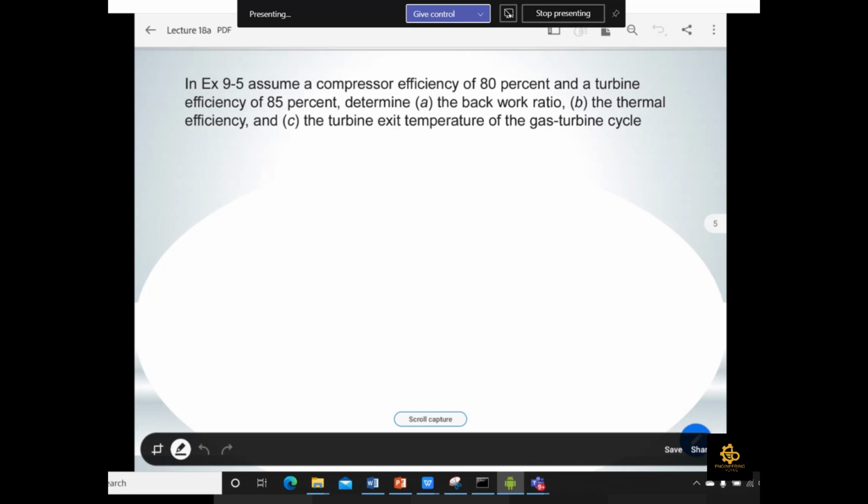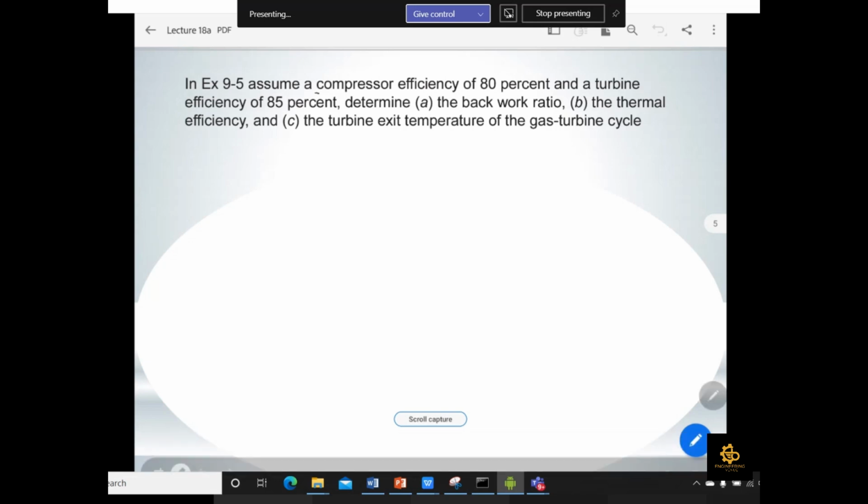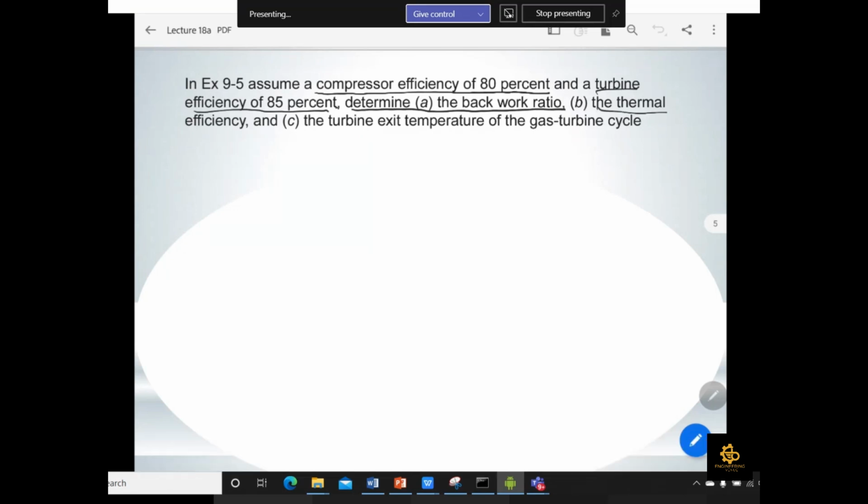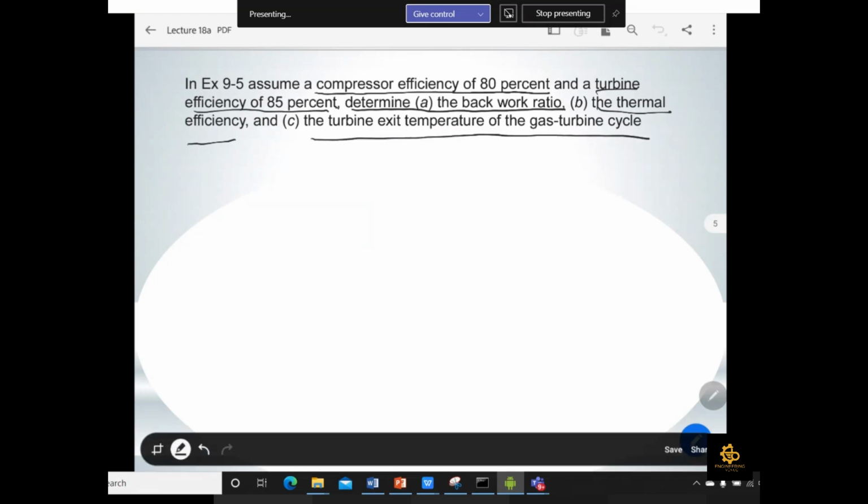You have to read it, and in example 9-5 assume a compressor efficiency. So we are talking about the isentropic efficiency of the compressor and the isentropic efficiency of the turbine being 85%. What you have to determine is the back work ratio, the fraction of the work which is delivered back towards the compressor, the thermal efficiency, and the turbine exit temperature of the gas turbine cycle. Okay, so this we have to find.